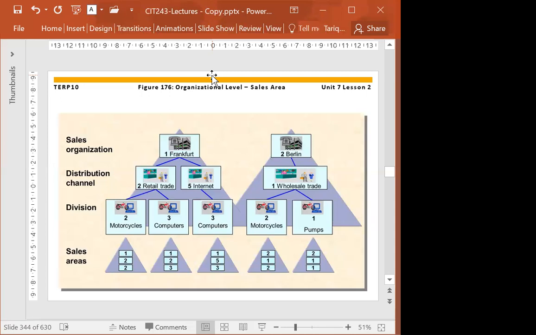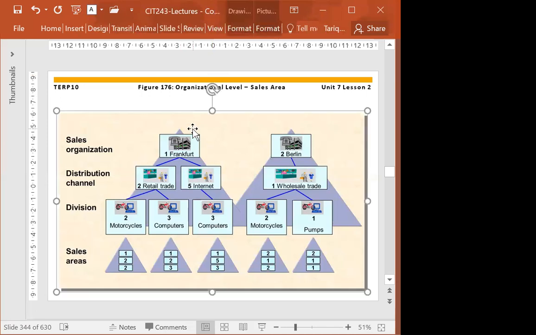So as I mentioned, mostly these codes are used for reporting purposes. You can extract reports on different levels.